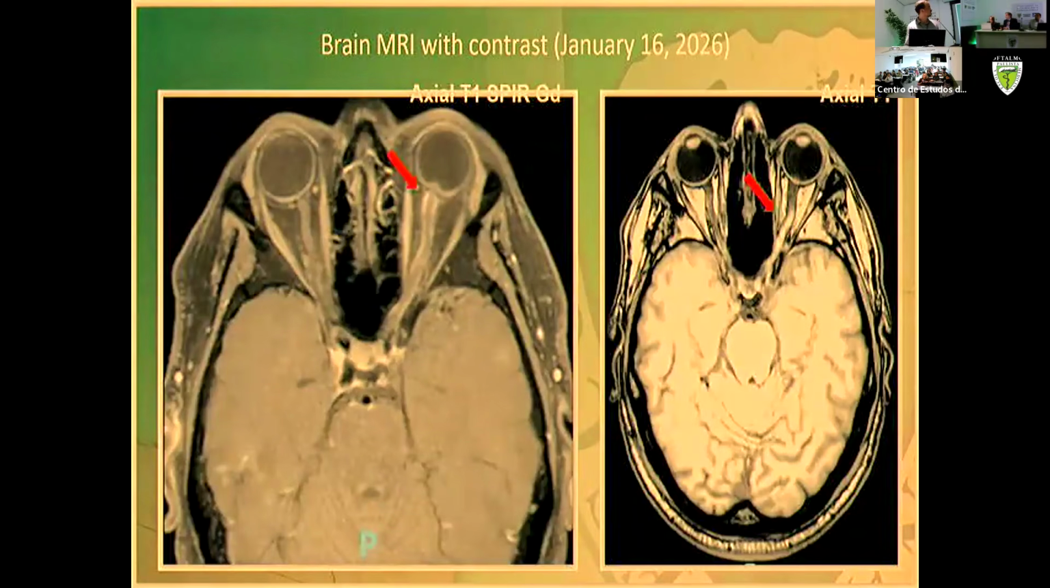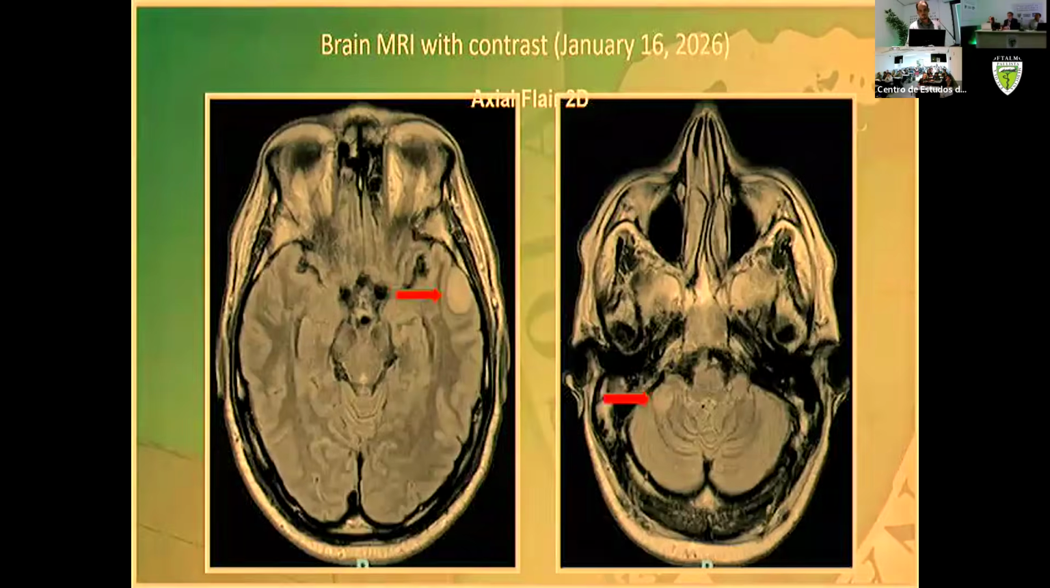So here we have some images, and on the left we have an axial T1 spair, where we can see an incrassate optic nerve here with perineuritis, and you can also see it on the right side in the axial T1. We also have here an axial FLAIR 2D, where you can see the extra-axial lesions, the first one on the left in the temporal lobe, and the right one in the fossa.